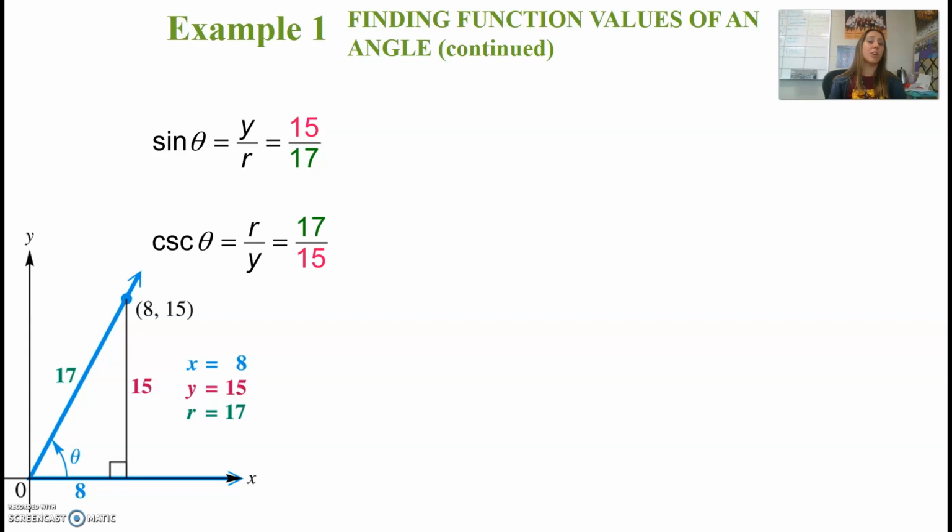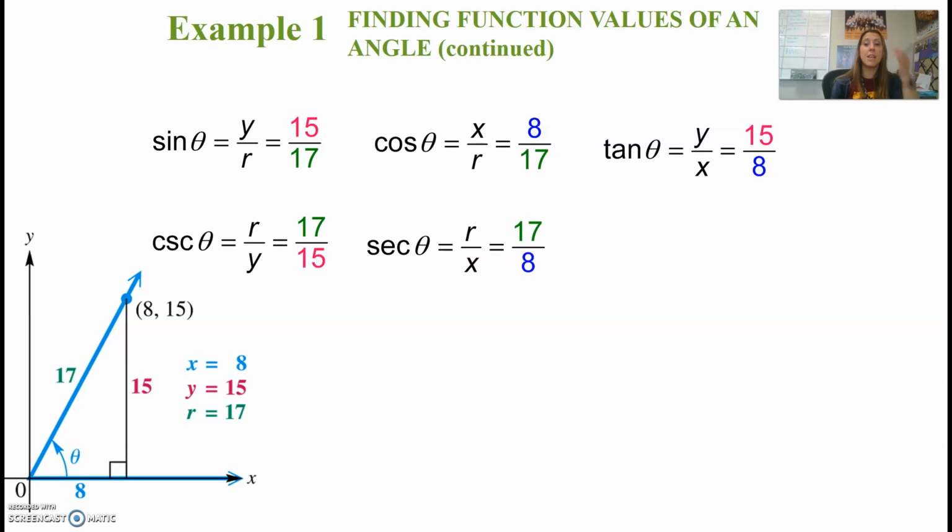Okay, so then we have our cosecant is going to be the reciprocal of that. Our cosine is going to be 8 over 17. Our secant is 17 over 8. And then 15 over 8 and 8 over 15. So hopefully you got all of that.